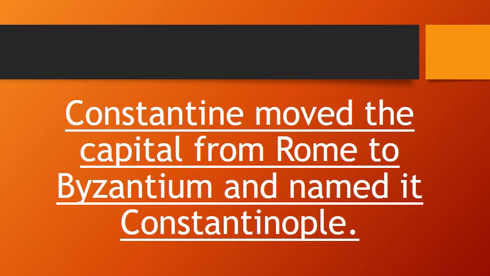So I want you to write down that Constantine moved the capital from Rome to Byzantium and named it Constantinople. I'll read that again, and it's up there for you to write down. Constantine moved the capital from Rome to Byzantium and named it Constantinople. So Constantine decided, you know what? Maybe if we move the hub of Rome, the center of the Roman Empire, our capital, maybe if we move it from Rome in this area in Italy, and maybe we move it over to Byzantium, and we're going to rename it Constantinople because it was similar to his name. He was the emperor, so it was named after him.